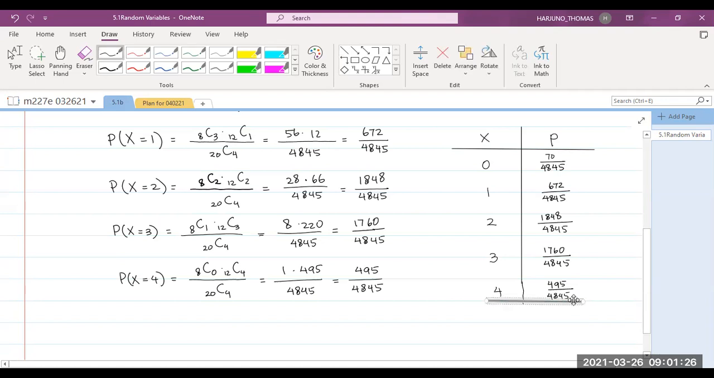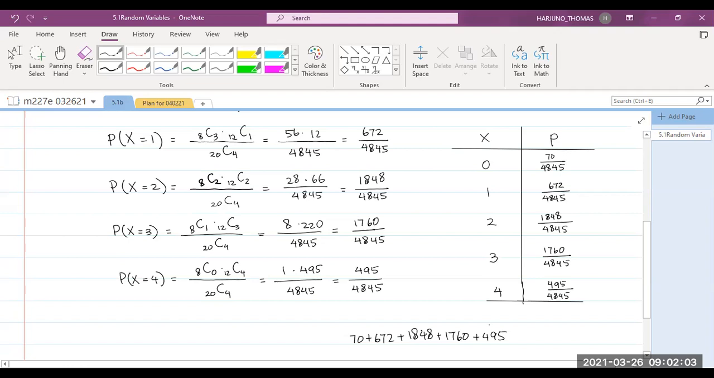Now, what we will do next is to add these probabilities. But they already have a common denominator, so let's just add the numerators. I will add 70 plus 672 plus 1848 plus 1760 plus 495. Anybody can tell me what number you expect to get when you add this? 4845. Why? So the probability could be equal to 1.